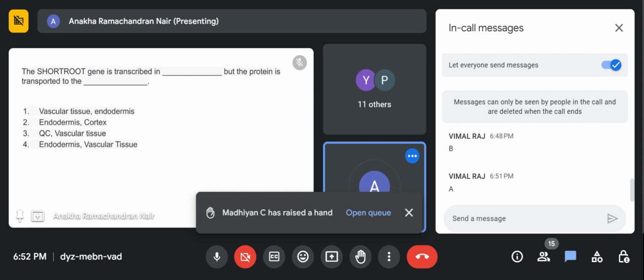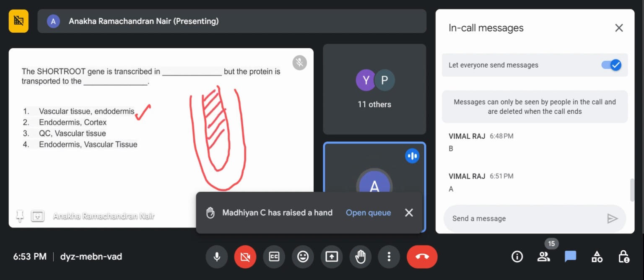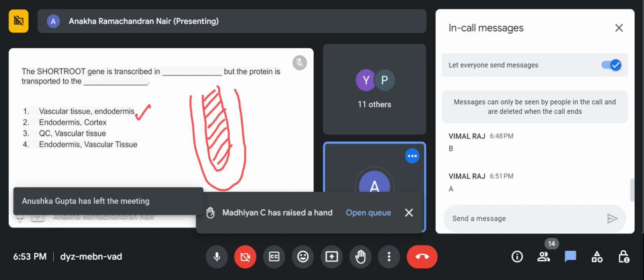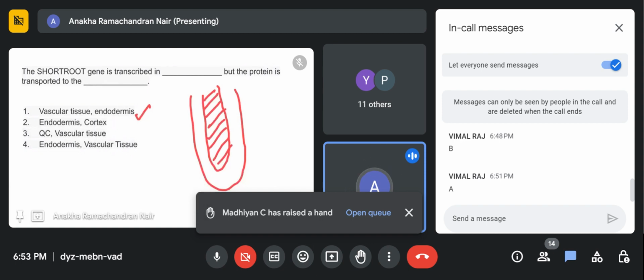All right. Since I could hear you, the answer is in fact one. So the short root gene is transcribed, that is, the gene is transcribed into RNA from DNA in the vascular tissue. But the protein is transported to the endodermis, through the plasmodesmata, that is in this direction. So the gene is transcribed somewhere and translated somewhere else completely. So that is it for this question. Unless there are any doubts, I'll move on to the next one.